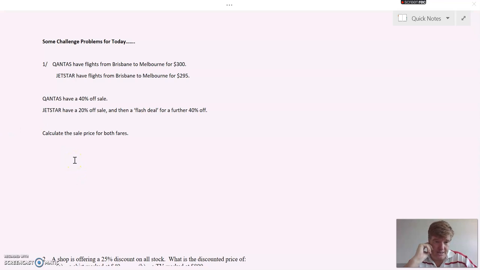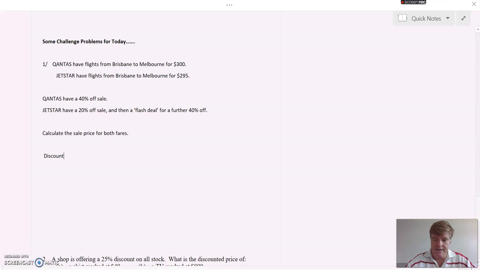First of all, Qantas have flights from Brisbane to Melbourne for $300. Jetstar have flights for $295. Qantas have a 40% off sale. So let's have a think about that.